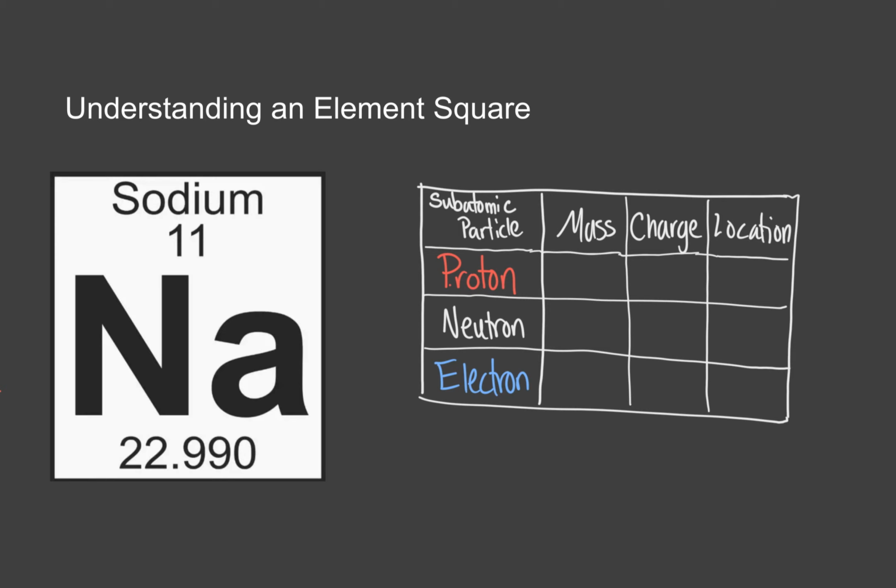Protons have a mass of 1. So it's just one atomic mass unit is a proton. Its charge is +1. And those charges can add. So if an element has one proton, it has one positive charge. If it has two protons, it has two positive charges, so it's +2. 3 protons gives it a +3 charge. And finally, its location is the nucleus, which is the very center of an atom.